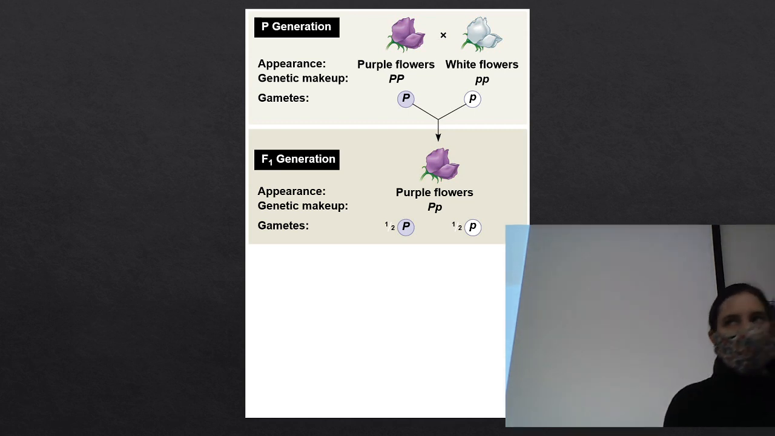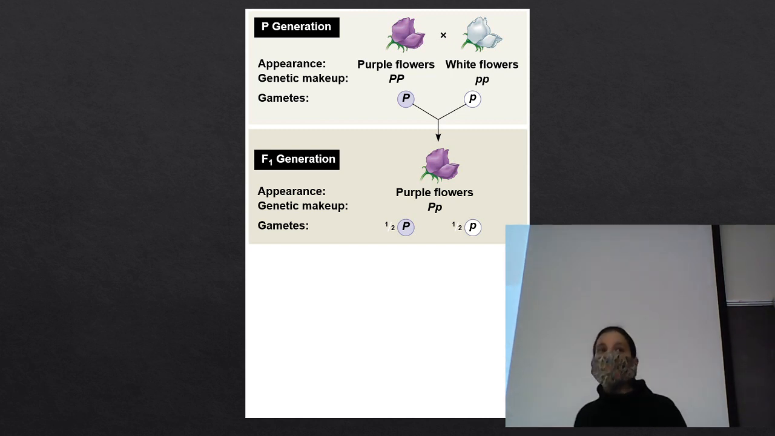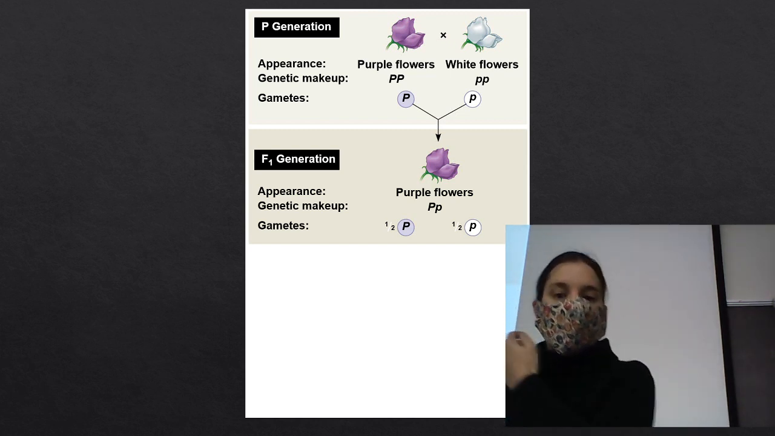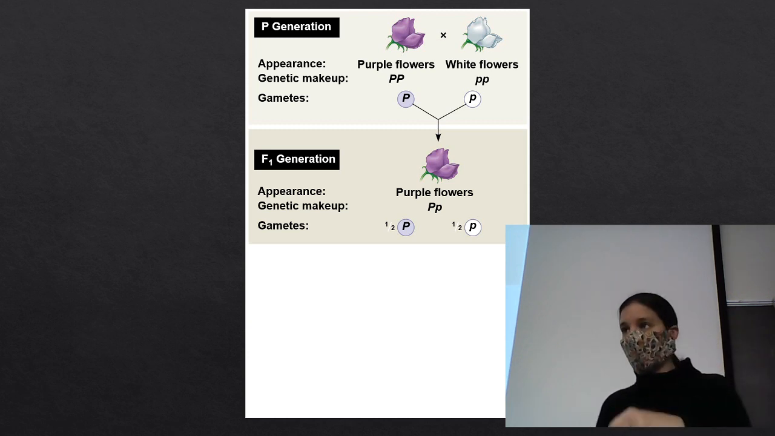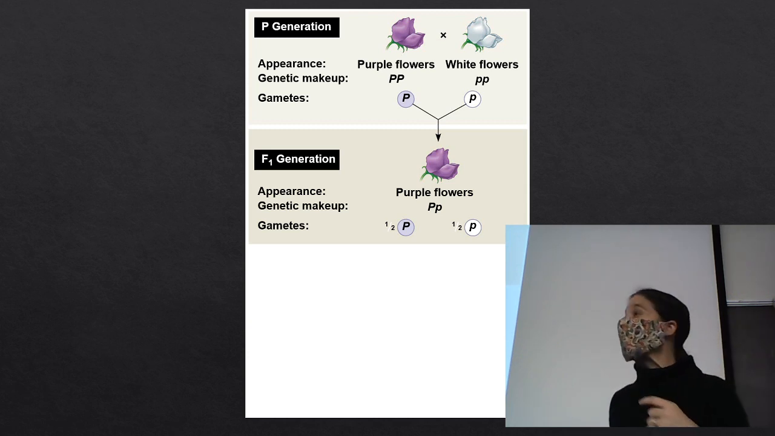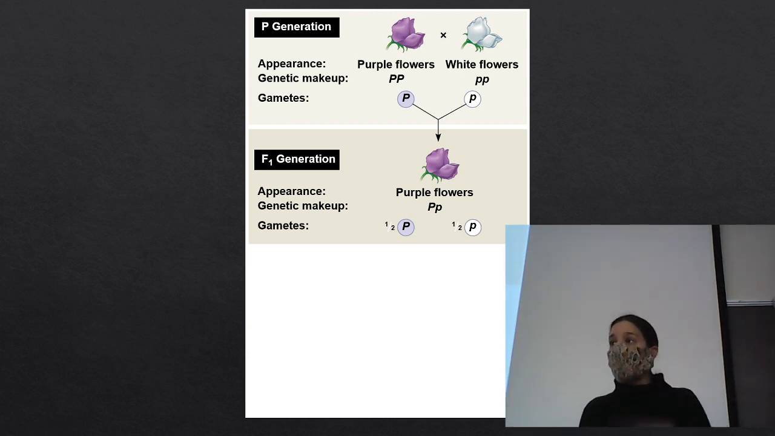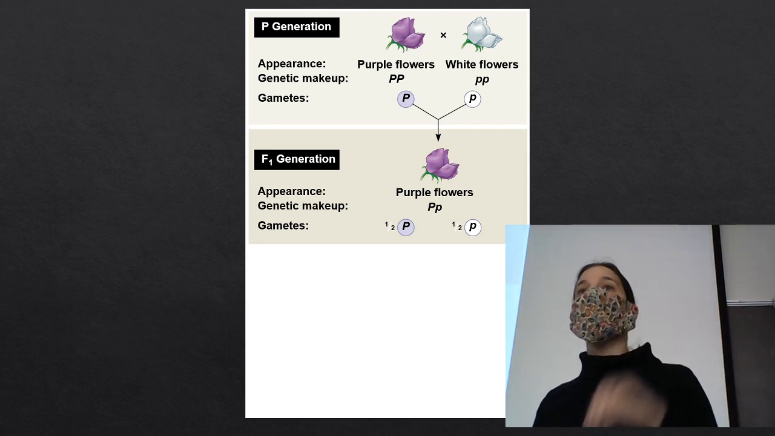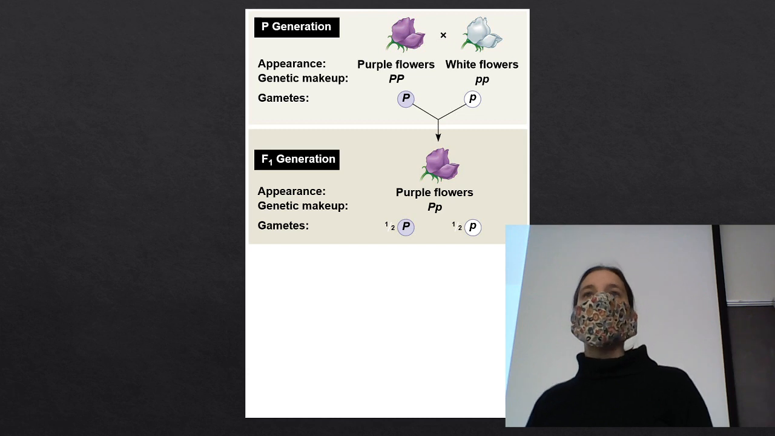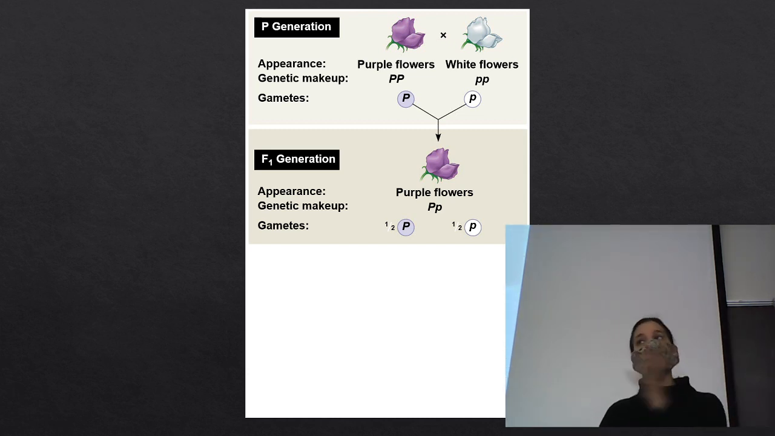Great. Now, when this flower goes around making a gamete, it's going to pick an allele to put in, right? It can either pick this one or this one. They're both equally likely, right? But it can't put both of them in, and it can't put the average of them in. It has to pick one or the other. Fair enough?